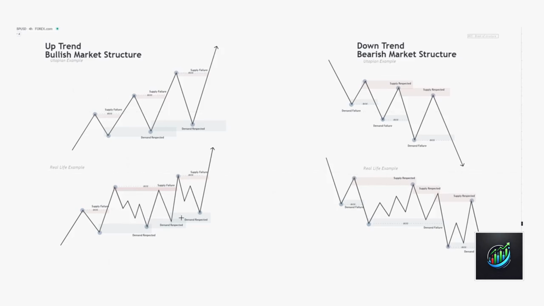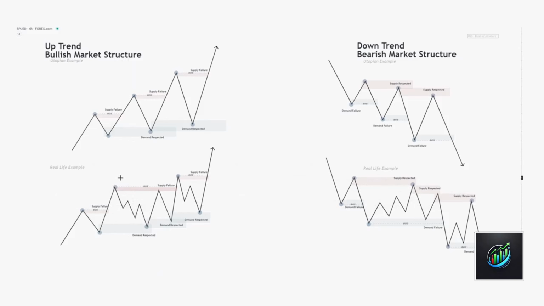Now again, we'll look at this real life example, because this is more of the textbook example of market structure. Similarly, we have a supply zone that's created. We put in our higher low. Price breaks to the upside, breaking the previous higher high, which creates a supply zone failure. We get our complex pullback.